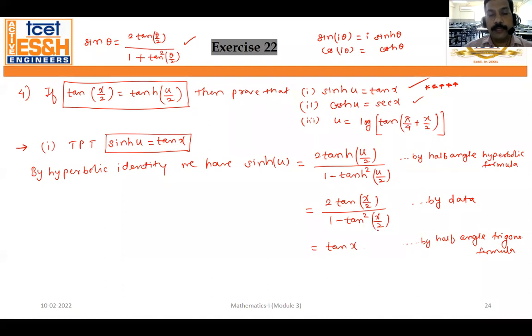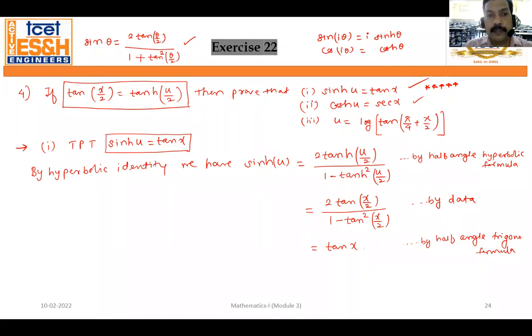What is that square? Cos hyperbolic square minus sin hyperbolic square is equal to 1. That is the identity. One can use that identity to prove this particular result.